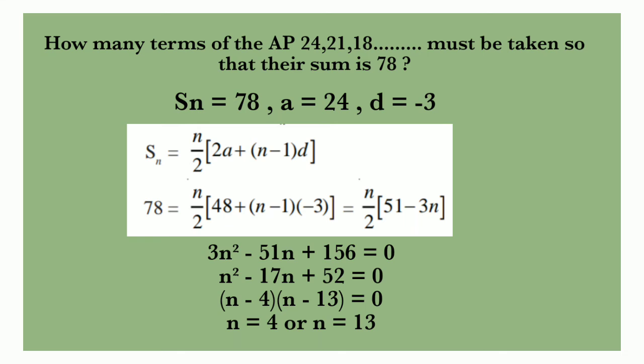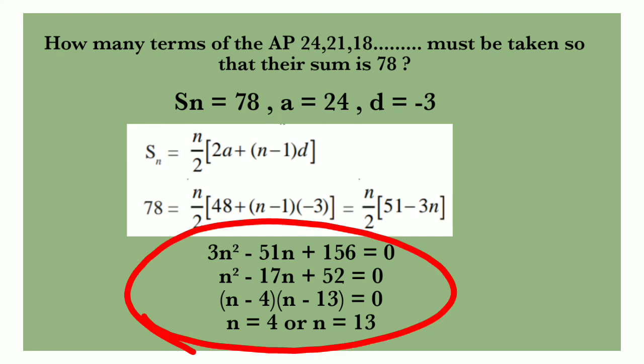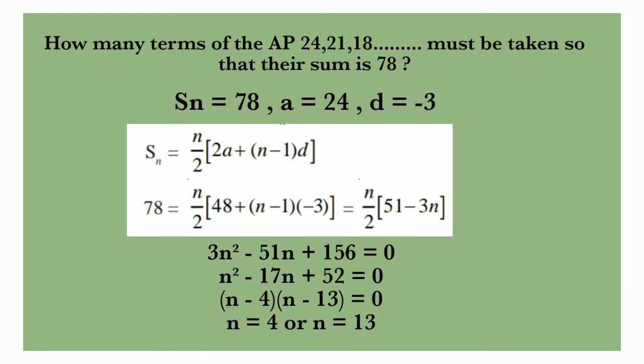By using the quadratic formula or factorization method, you will get n minus 4 into n minus 13 is equal to 0. That means n equal to 4 or n equal to 13. That means you can take the first 4 terms and sum, you will get 78, or you can take the first 13 terms and sum, you will get 78.